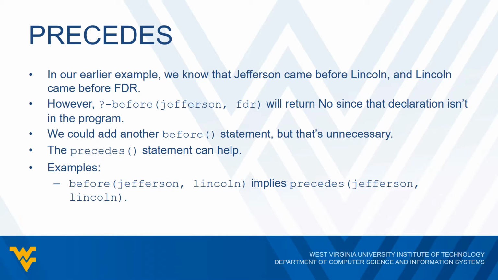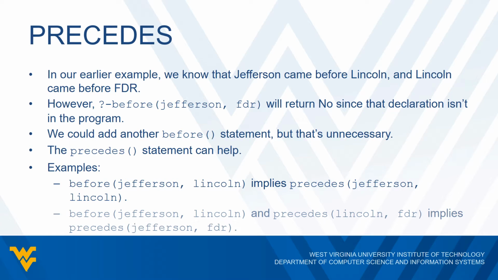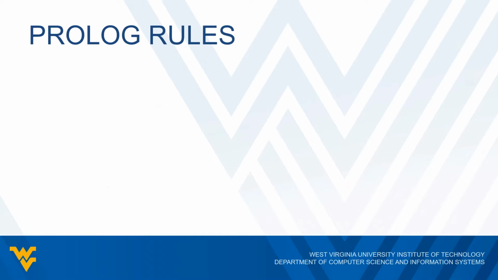So when we say before Jefferson Lincoln, this implies that Jefferson precedes Lincoln. So it's basically the same thing as comes before Lincoln. Now, if we also say before Jefferson Lincoln and precedes Lincoln FDR, this is going to imply that Jefferson precedes FDR. The reason why this is important is because we can use rules to help us with handling the precedes statement.